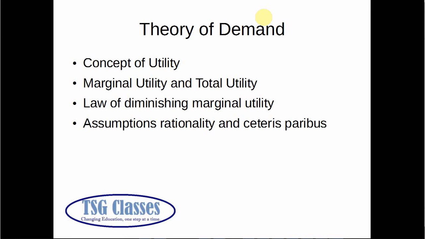We will look at the marginal utility and total utility through a graph, and the law of diminishing marginal utility as well. One of the things that always has to be kept in mind while understanding economics is the assumption of rationality and ceteris paribus. Ceteris paribus means all other things being equal.